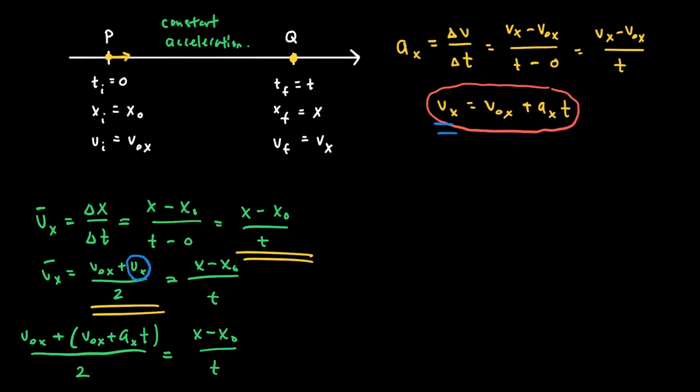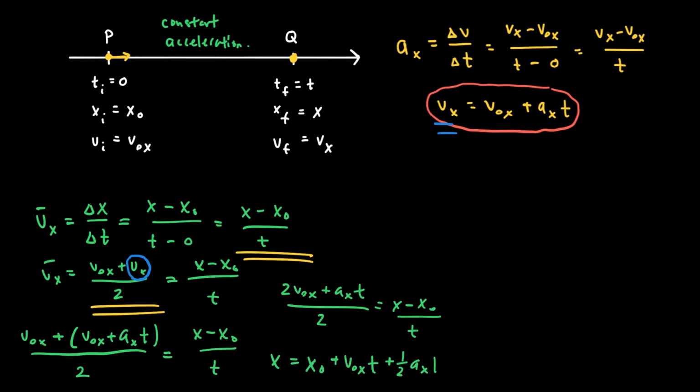And so now with a few steps of algebra, we should see that the expression I have is 2 v naught x plus ax t divided by 2 equals x minus x naught divided by t. And so if I solve this for the final position, so this is the last step, solving for the final position, I can cancel the 2's in the first term on the left-hand side, I can multiply both sides by t, and then I can add the initial position to both sides. And if I do all of those steps, then the final equation that I'll have is x equals x naught plus v naught x t plus 1/2 ax t squared.